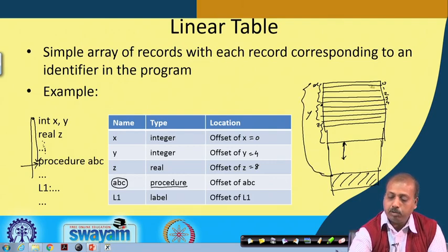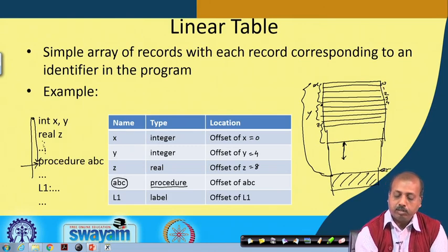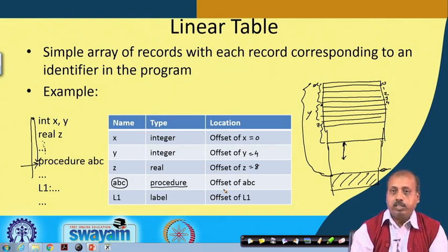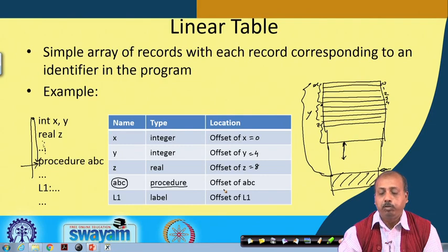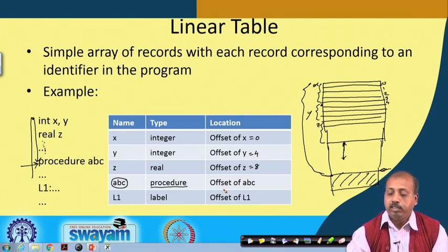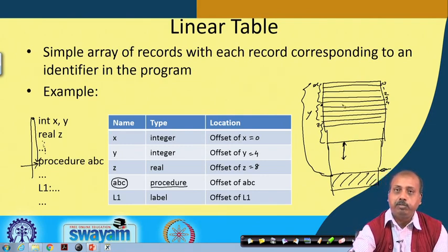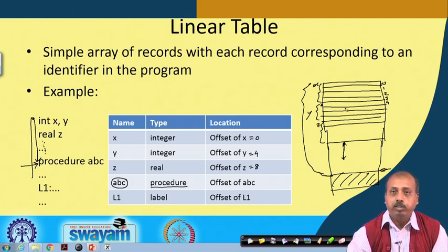If I assume that this location is 0, what is the corresponding byte index? That is the offset of ABC. The concept comes like this, because ultimately this program will be loaded into memory, and when it is loaded, a similar image will get created in the memory. They will be copied byte by byte from the secondary storage to the main memory.